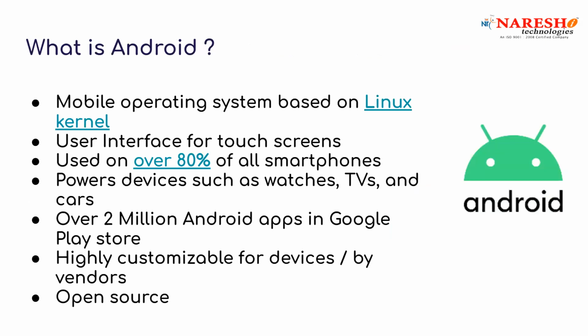Now let's come to the question, what is Android? We already discussed that Android is an operating system based on the Linux kernel. We interact with this operating system by touching the screen. It is used on over 80% of all smartphones. It also powers devices such as watches, TVs, and cars. There are over 2 million Android applications in Google Play Store. It is highly customizable for devices and vendors, and it is open source basically. Over 2 million Android apps in Google Play Store and counting.